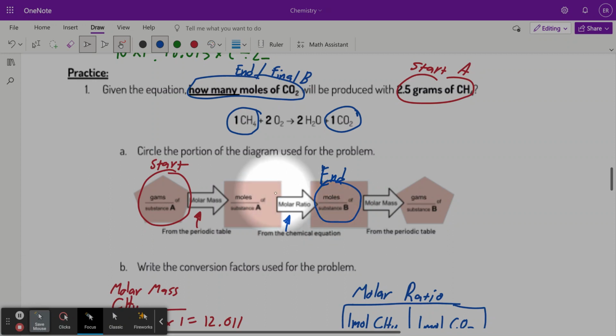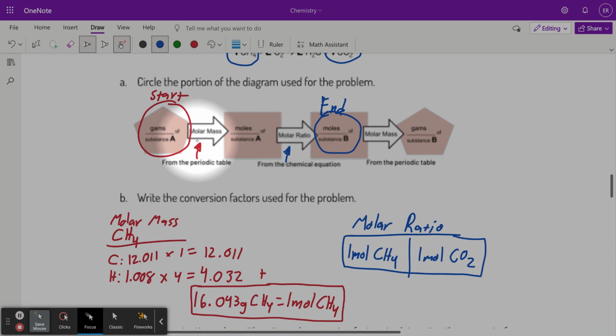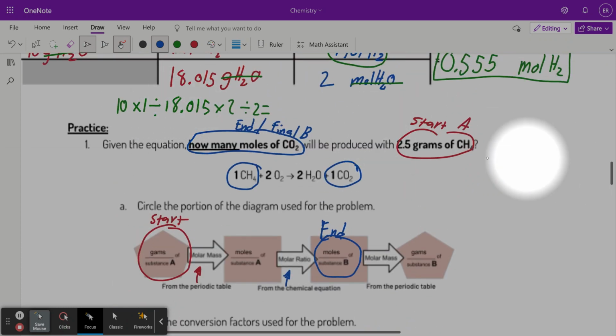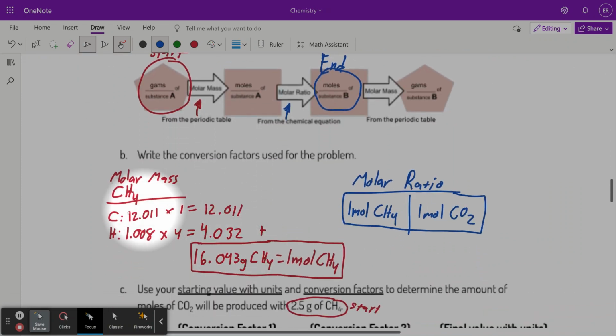Okay, so now let's write down our conversion factors. So the first one is molar mass. My substance A is CH4. So let's go ahead and find the molar mass of CH4.